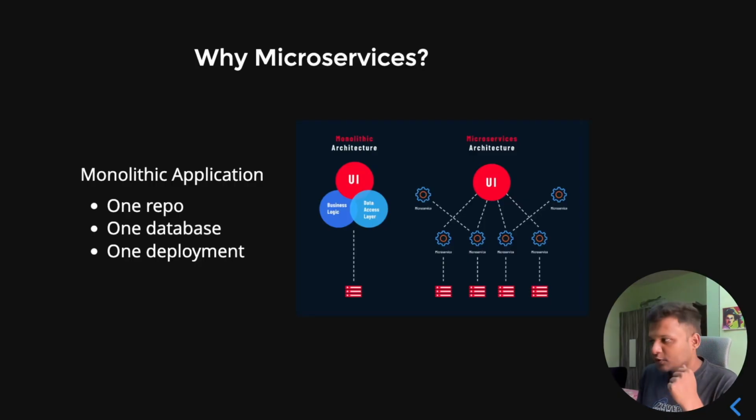Teams step on each other's toes, like some bug has happened, then nobody knows why it happened, who has done it, and why it came to the picture. So that's when the idea of microservices came in, and they split the big application into smaller independent services, and each one of them focuses on one business capability. So that's why the microservices were introduced, and there are a lot of benefits of microservices that we are going to discuss as well, right?